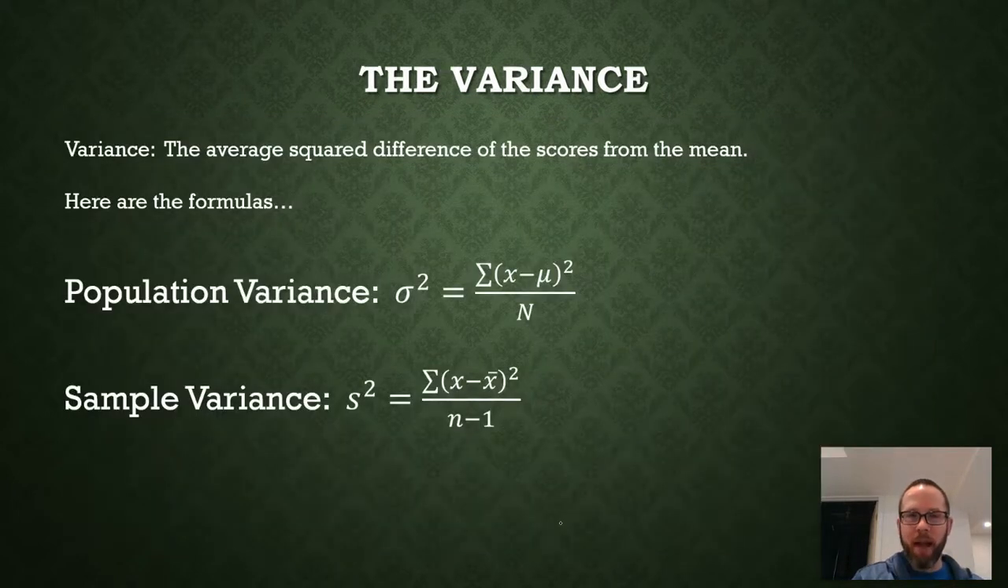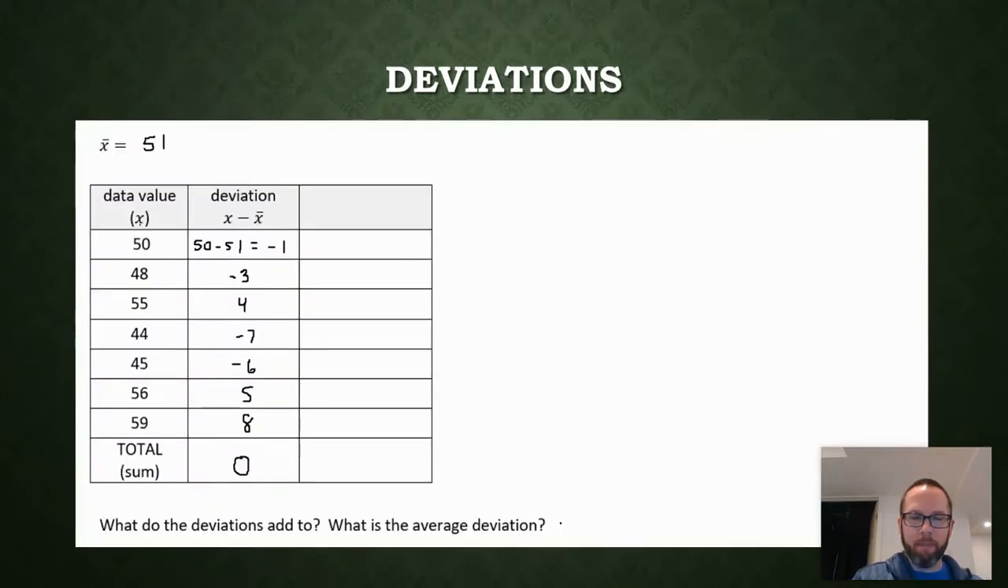It actually makes sense that these deviations add to 0, because that's the idea behind the mean. It's the central value for all these data, some above, some below. So it makes sense that when you add them, you get 0. But this average deviation won't help us. So instead, we have some other measures of spread we calculate.